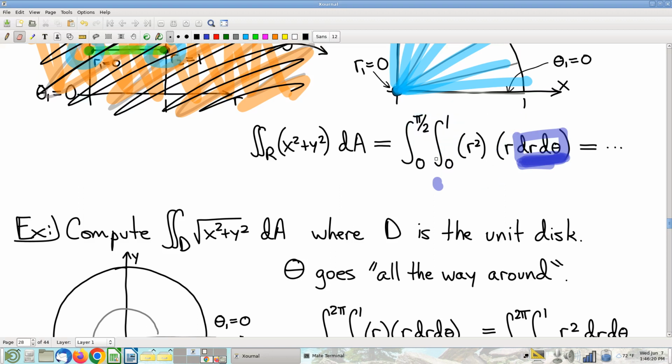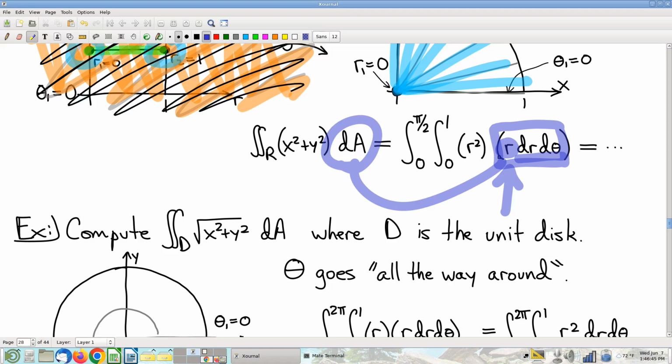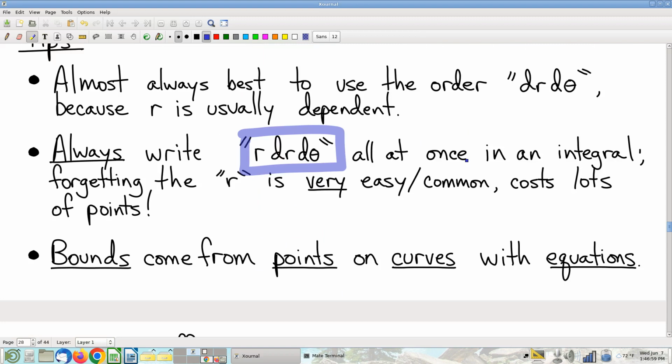The thing is, that dr d theta will always be multiplied by the stretching factor. I urge you to always include your stretching factor as you are writing down dr d theta. In other words, don't write down just dr d theta by itself. After all, that's not a thing. dA, the thing that we start with, is not equal to dr d theta. It's r dr d theta. So write down the whole thing. Write down r dr d theta all at once.